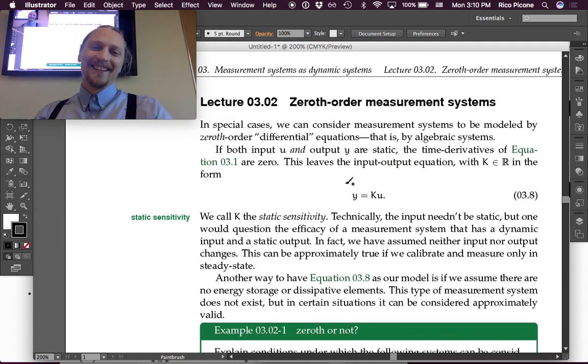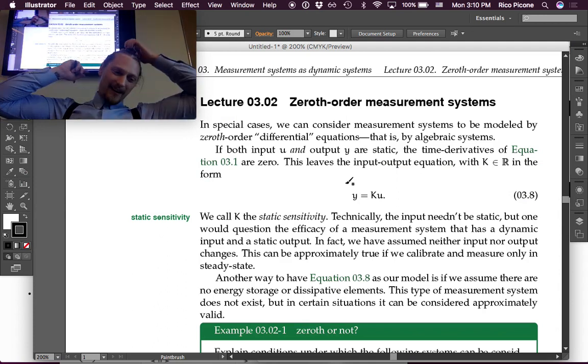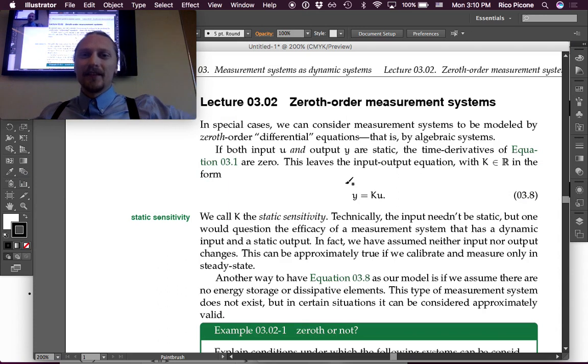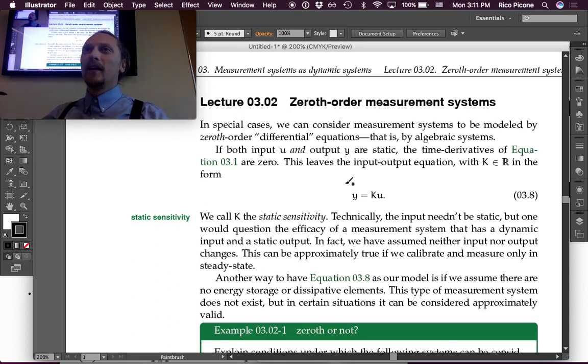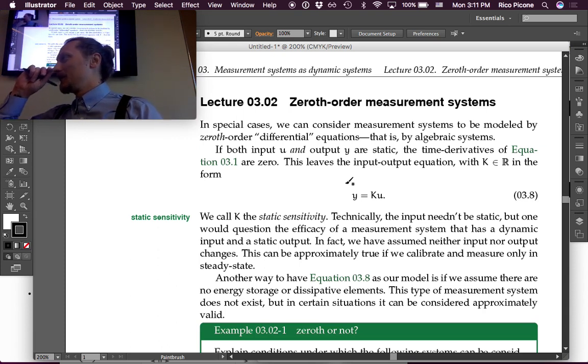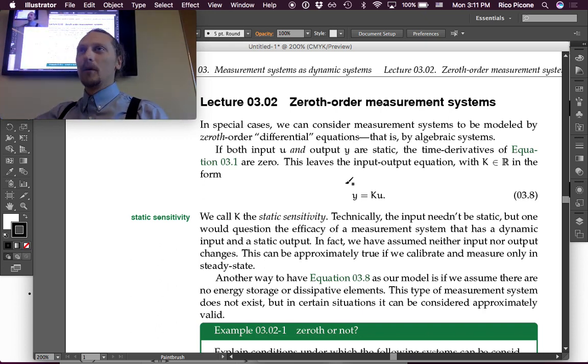Oh man. Okay, so great. Lecture 3.2, zeroth order measurement systems. As you might recall, we talked about the different models in the first lecture. We had the input-output ordinary differential equation model, a mathematical model. We had the transfer function, and then we had the frequency response function. Those were our three mathematical models, and then we also introduced the block diagram as well.